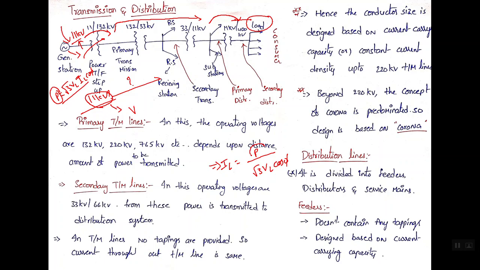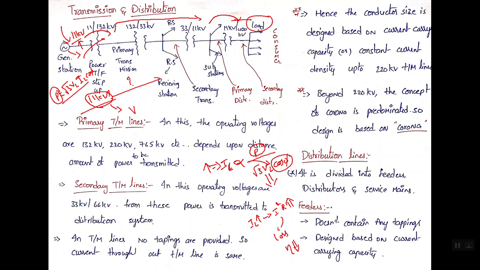Here the power is constant, so IL is inversely proportional to voltage. That means if we transmit with low voltage, we have to transmit with a higher amount of current. As IL will be high, the I square R loss will be high. Then the losses will be high, which means the efficiency will decrease.